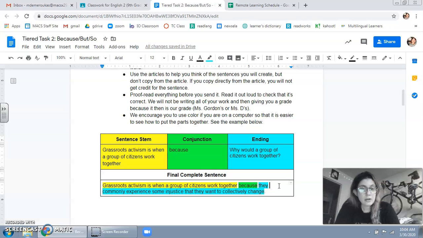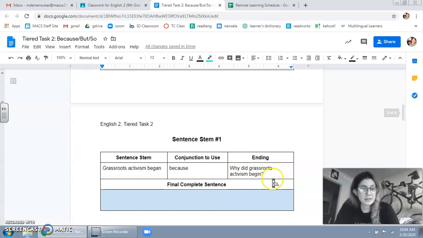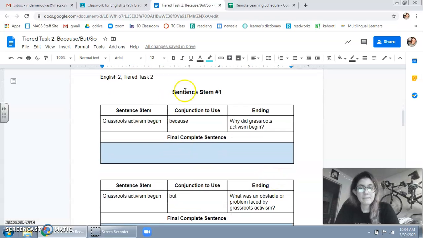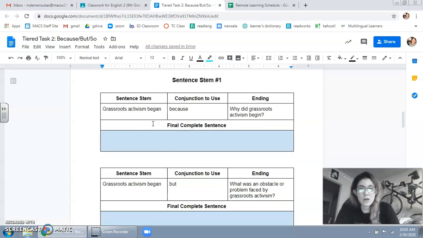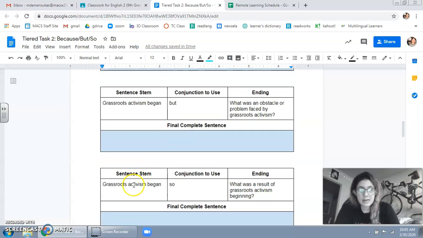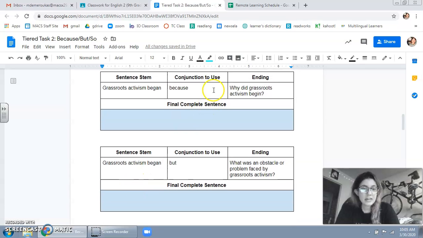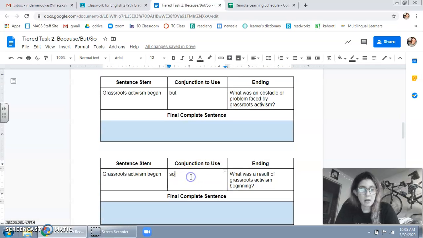Okay, so the final sentence should have 3 parts. The stem, the conjunction, and then the ending of the sentence. You can use my question to help guide you, okay? So let's go into the first sentence just so you can see what we're going to be doing. So the stem is going to be the same, but you have 3 different conjunctions. So grassroots activism began, 1, 2, 3, but you have 3 different conjunctions. Here it's because, here it's but, and here it's so.